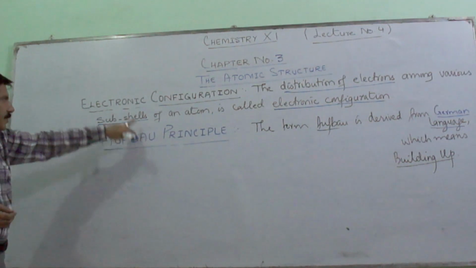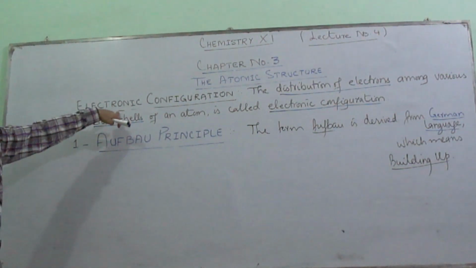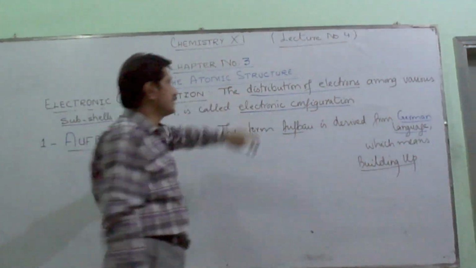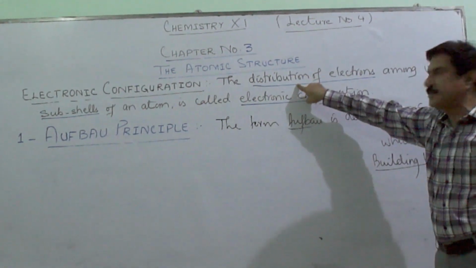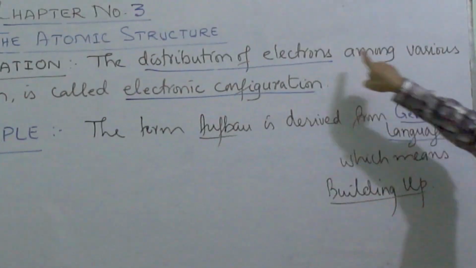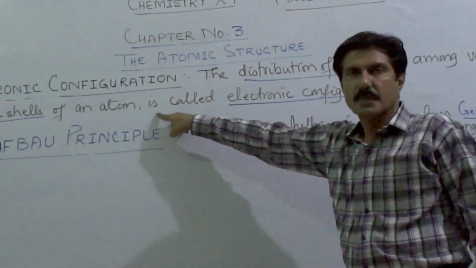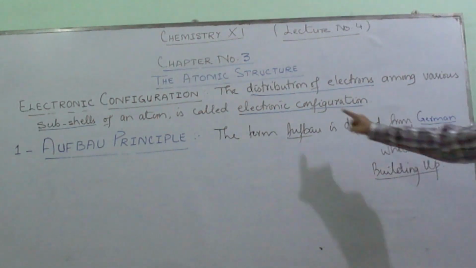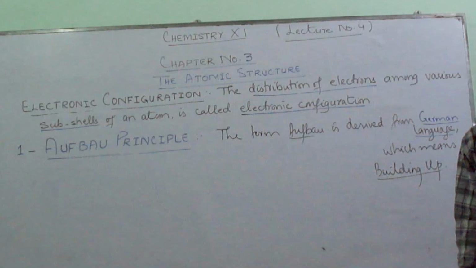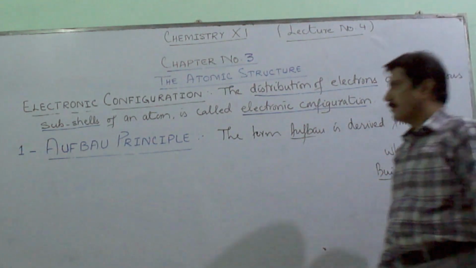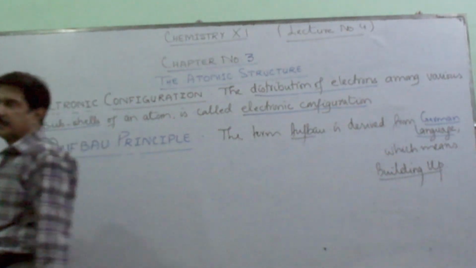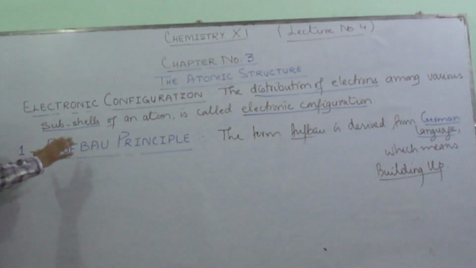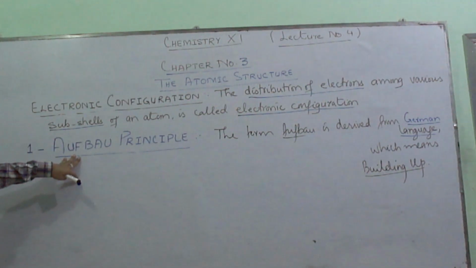Before going through the Aufbau principle, I must go through the definition of the term electronic configuration. Dear students, electronic configuration is the process by which we distribute the electrons among various subshells of an atom. The distribution of electrons among various subshells of an atom is called electronic configuration. As I told you earlier, there are various rules or principles for building up the electronic configuration of the elements, out of which the first one, the basic principle, is the Aufbau principle.